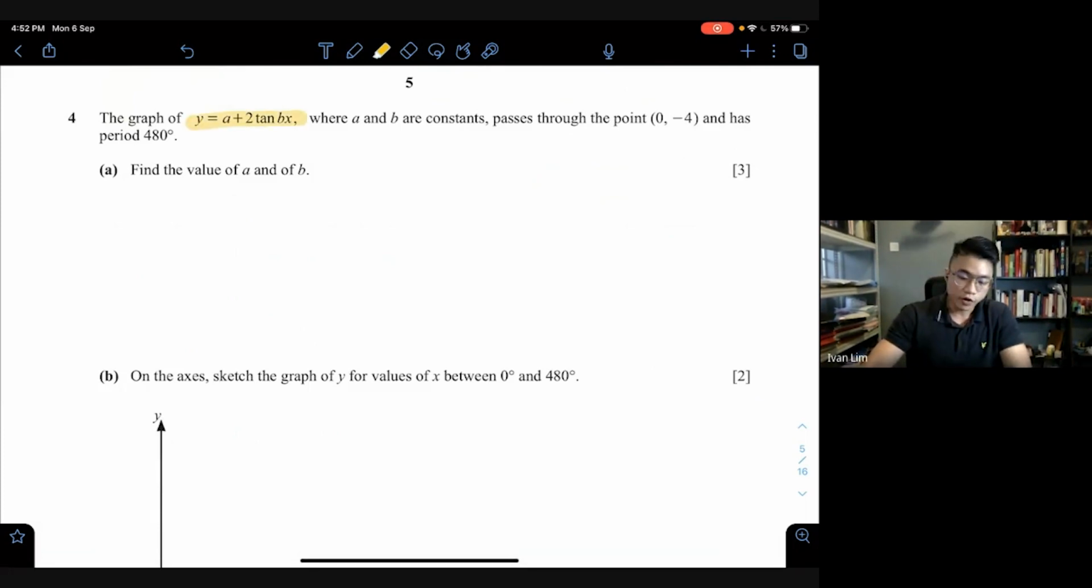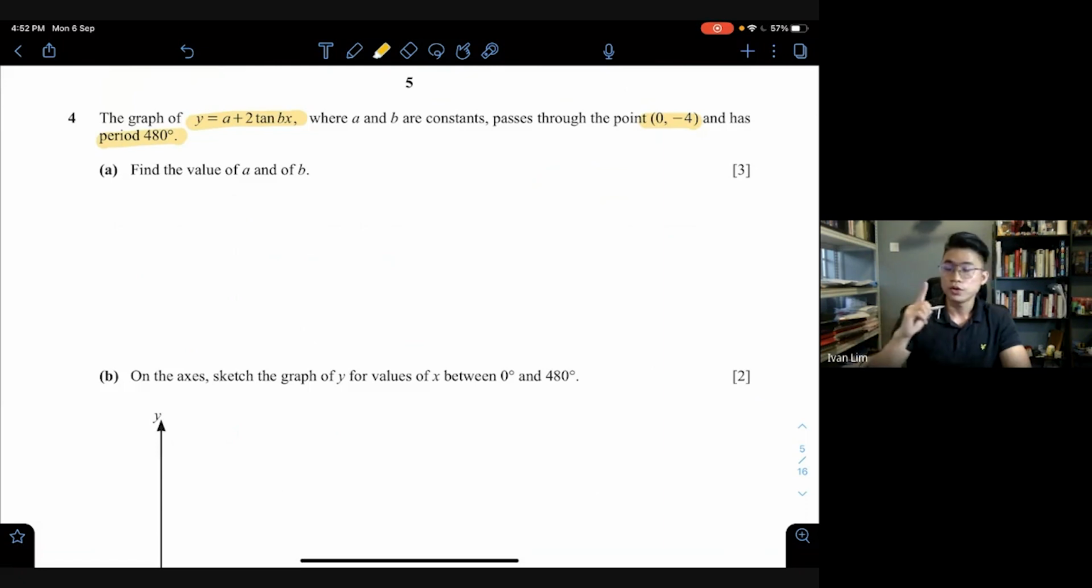Okay, they say the graph of y equals a plus 2 tangent bx, where a and b are constants, passes through the point (0, -4), and has a period of 480 degrees. Find the value of a and of b. Okay, so there are 2 parts here, a and b. You need to know the theory of this. B will affect the period. A will affect the shift of the graph up or down.